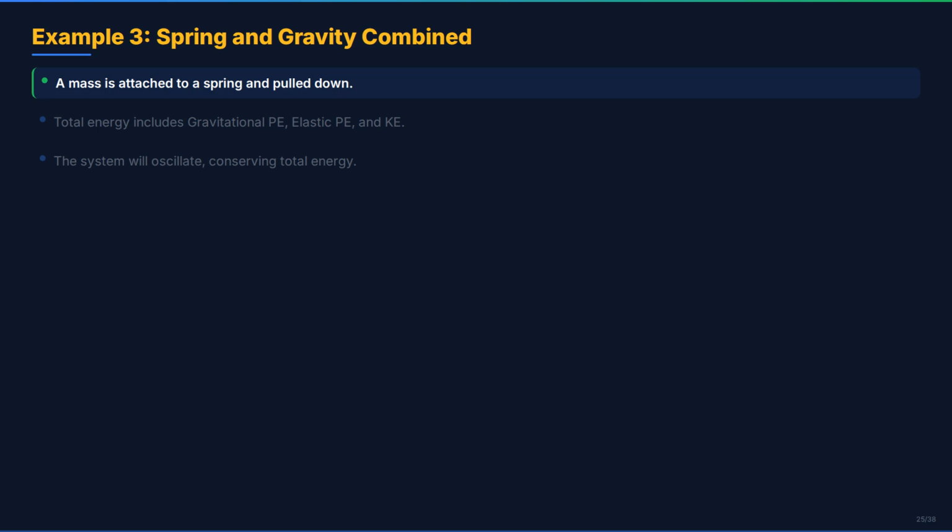As the weight moves, the spring gets stretched and compressed, and its energy changes, while the height also changes. The weight will oscillate up and down, and if there's no friction, the total energy, P_gravity plus P_spring plus KE, will remain absolutely constant, demonstrating the power of energy conservation in a coupled system.